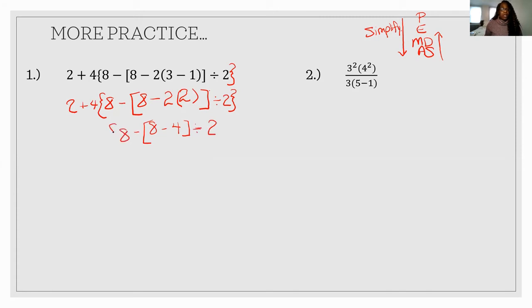So it's almost like you want to treat brackets and braces like parentheses, because I think a lot of us have seen parentheses a lot in math, not so much the braces or the brackets, okay? So now, here we go. We're into the brackets. 8 minus 4 gives me 4. Then I bring everything down. So now I don't need that bracket anymore, but I still have to do the brace.